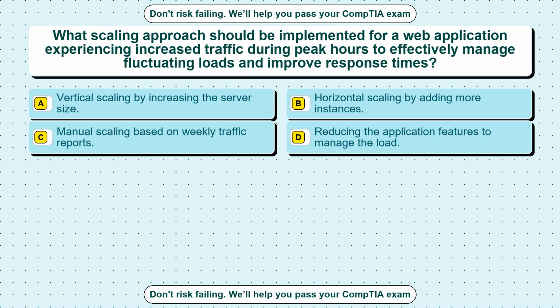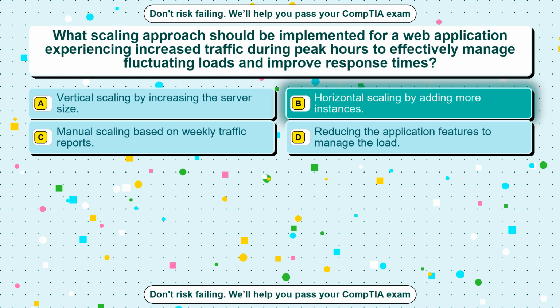Question 20. What scaling approach should be implemented for a web application experiencing increased traffic during peak hours to effectively manage fluctuating loads and improve response times? Option A, vertical scaling by increasing the server size. Option B, horizontal scaling by adding more instances. Option C, manual scaling based on weekly traffic reports. Option D, reducing the application features to manage the load. The correct answer is option B.